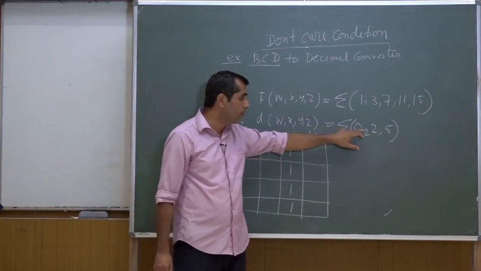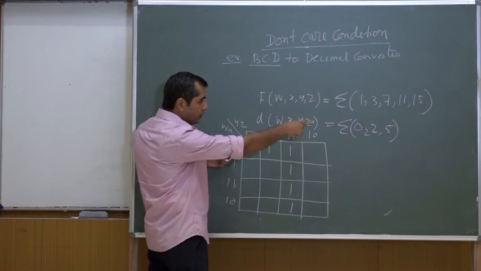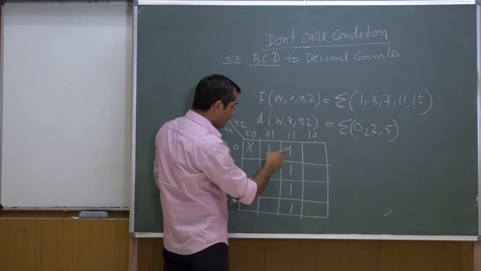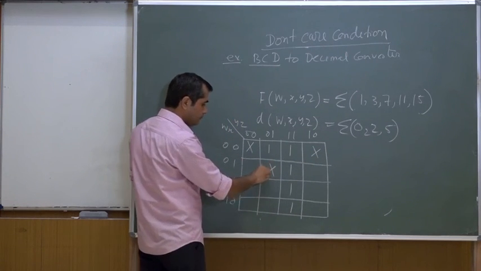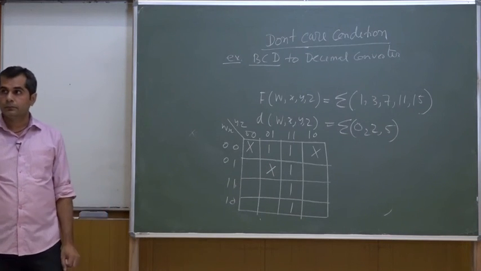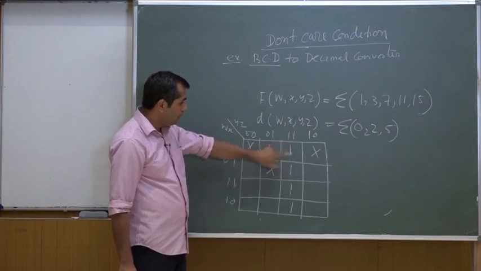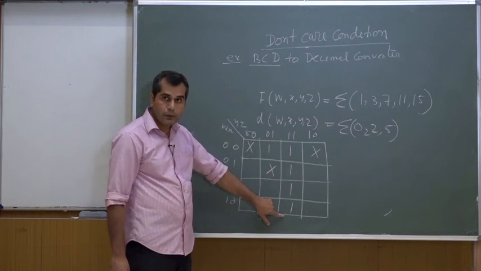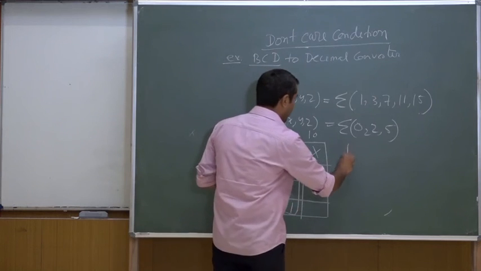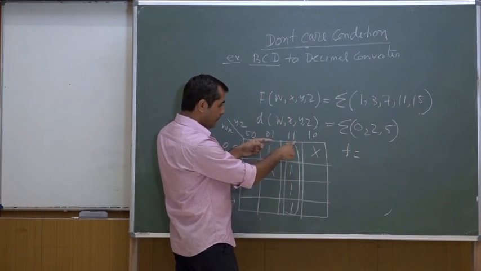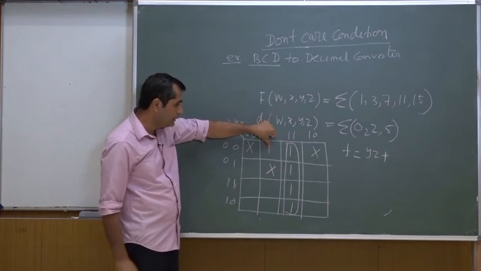Now, I have another 3 don't cares, 0, 2 and 5. So I will just mark the corresponding blocks here by a cross. 0 means this block, 2 means here, corner 1, and 5 means this one. Is it clear? Now, I can make a group. You see that the third column is basically filled with all 1, so I can make a group of 4 ones here and that results in what? Y z, because y is 1, z is 1. Then I am left with a single 1 here.